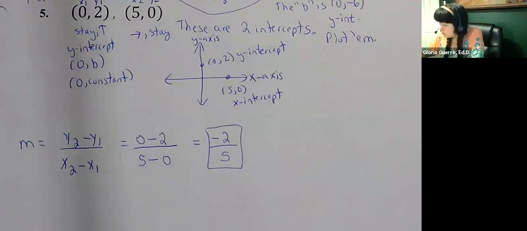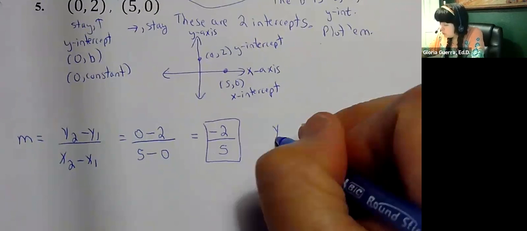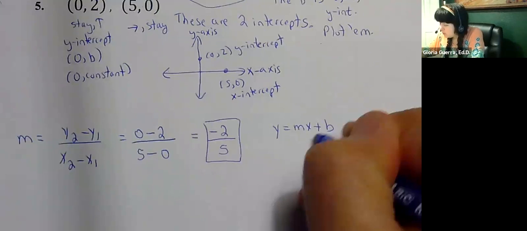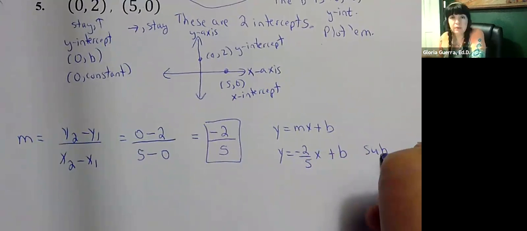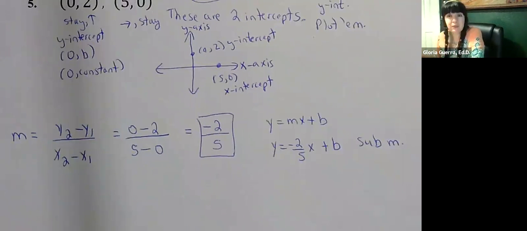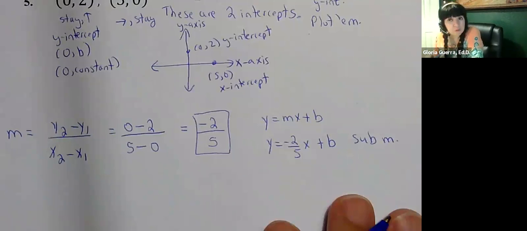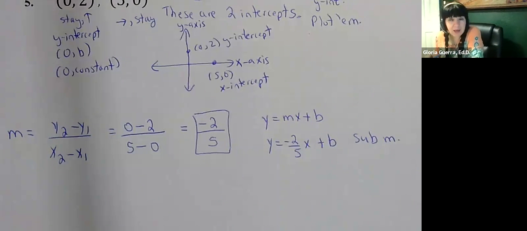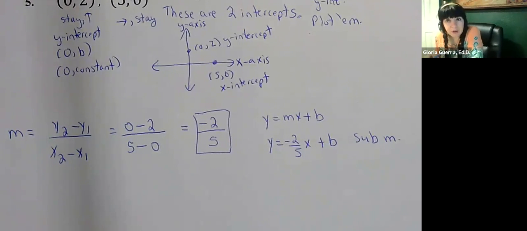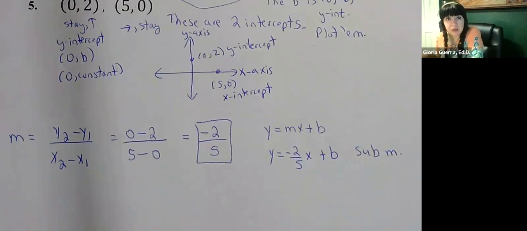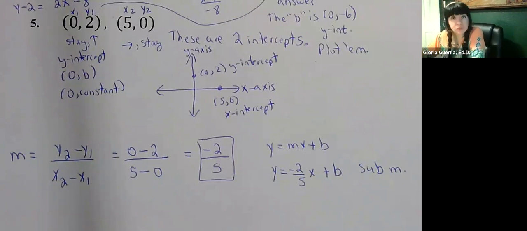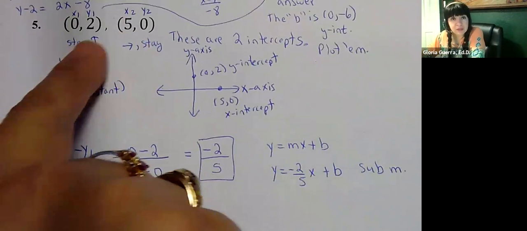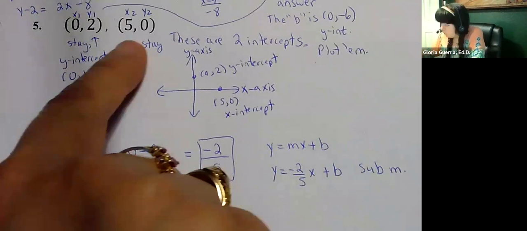And so you need y equals mx plus b. So m is negative 2/5, right? So you just substitute m. But now you need to find b. But do you need to find b, or do we already have it? I don't think we need to find it. I think we just need to identify it. Didn't we say that these were the two intercepts, and that 0, 2 was the y-intercept?